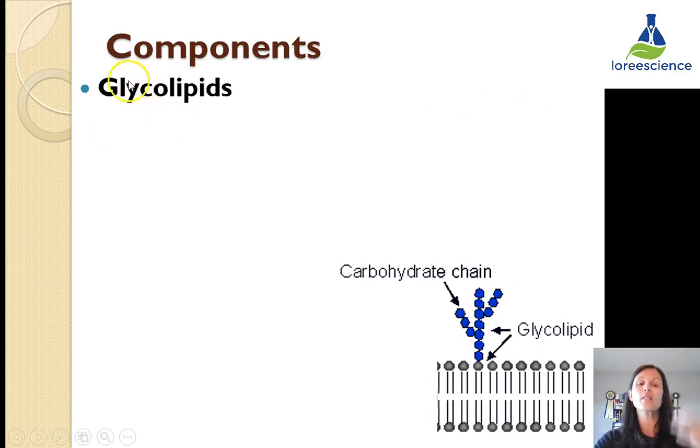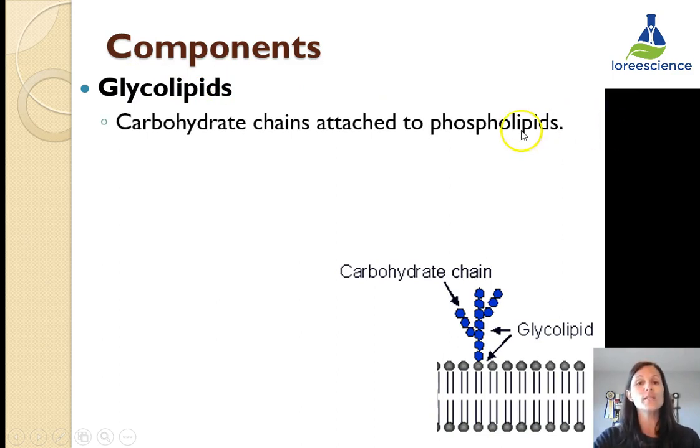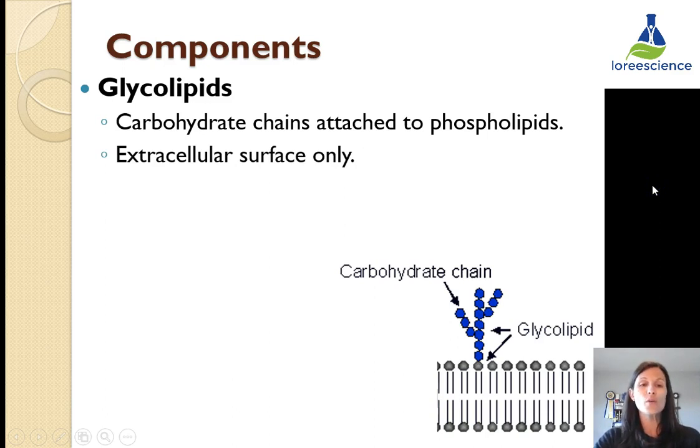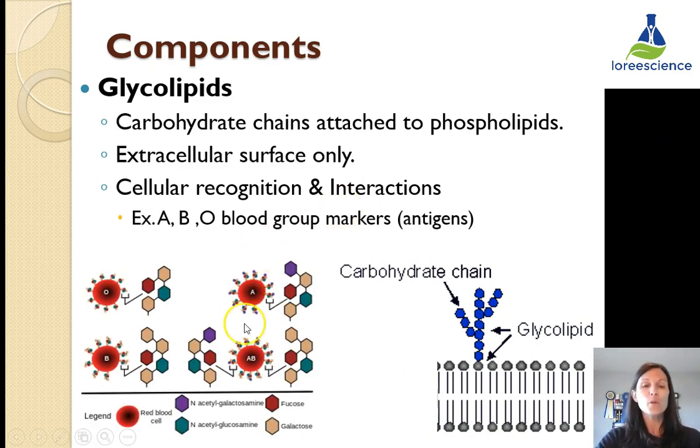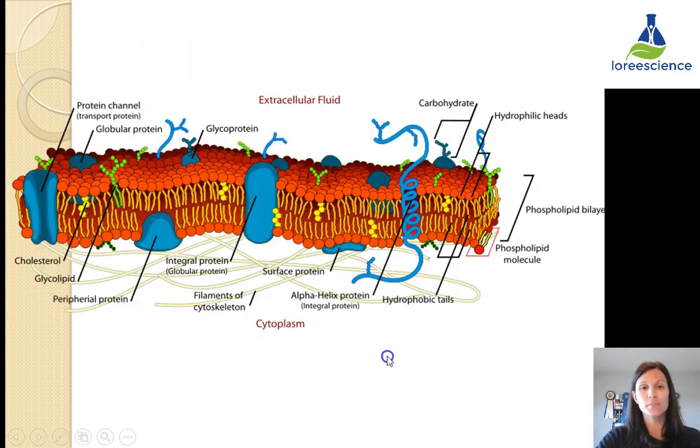Glycolipids, on the other hand, are still the carbohydrate chain, but this time they are attached to lipids, or more specifically, the phospholipids. They are also found only on the extracellular surface, and their job is cellular recognition and cellular interactions. The most common example of this is blood typing, the antigens that determine whether you have A, B, or O blood groups. Depending on what that carbohydrate chain is attached to on the phospholipids, it can determine blood as different types.